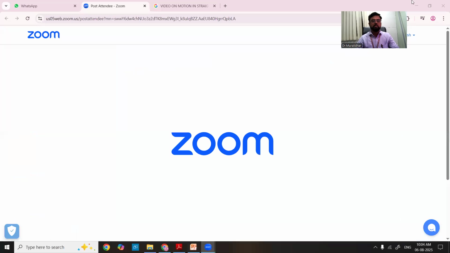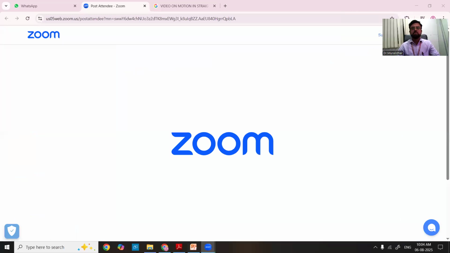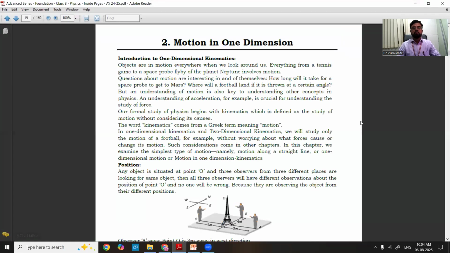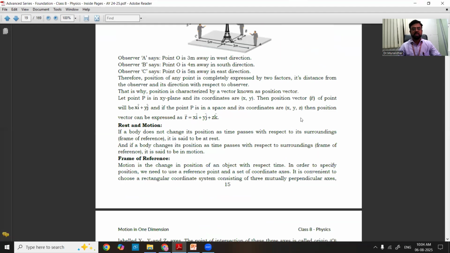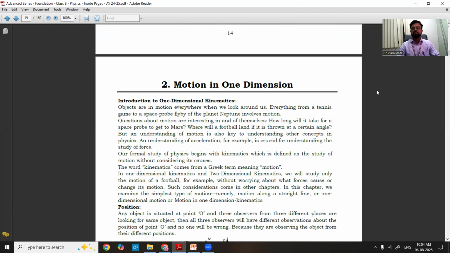When you see one-dimensional motion, first you should know exactly what motion is. So this is your textbook, motion in one dimension, textbook part. We can find the material on page number 15. We can see there, page number 15, right? When you see here, the introduction part: motion in one dimension.